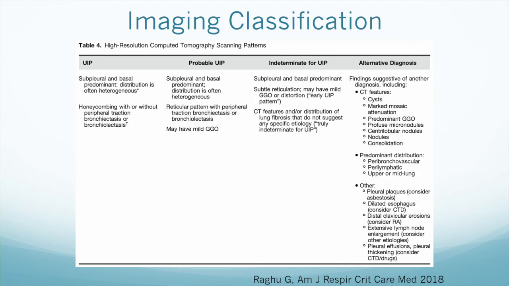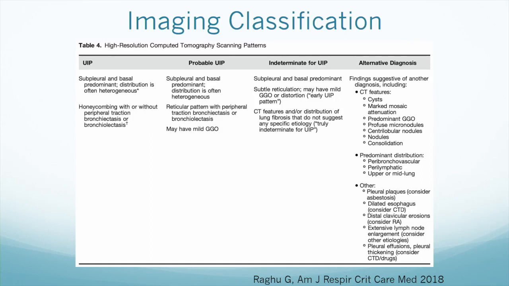Okay, so the UIP pattern, usual interstitial pneumonia pattern, you're going to have subpleural disease, so at the edges of the lung. It's going to be basilar predominant, so lower lobes. The distribution is going to be heterogeneous. You're going to have some areas in the lungs that look worse than others. You're going to have honeycombing, and I'll show you an example of that. And you're also going to have traction bronchiectasis. If for a patient we can see all of these factors, then clinical diagnosis is usually fairly easy to make once we've excluded all other causes of interstitial lung disease.